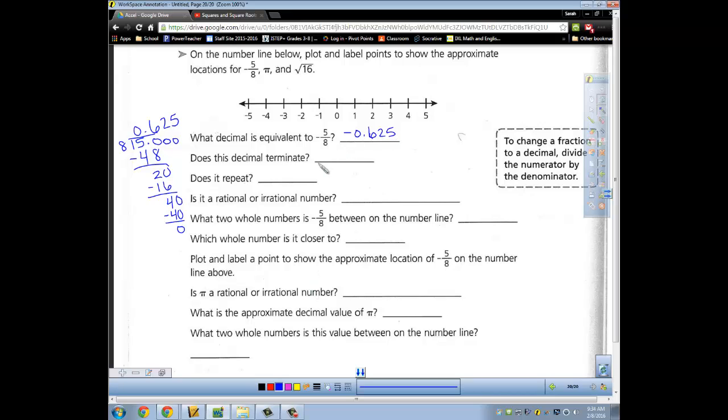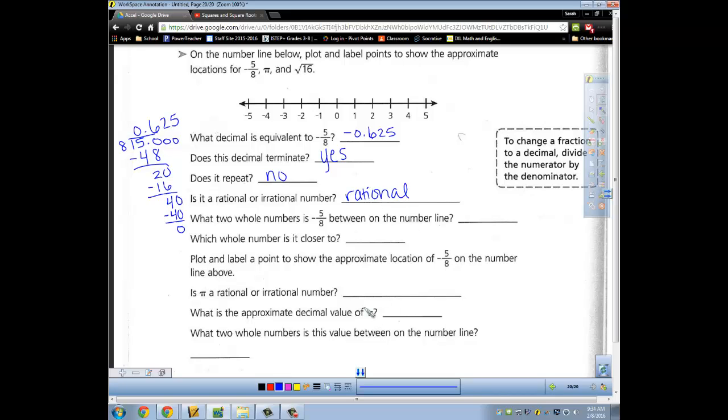Does this decimal terminate? So in other words, did it get a remainder of 0? Yes, it did. Does it repeat? No, my numbers did not repeat. Is it rational or irrational? So this would be rational since it was a terminating decimal.